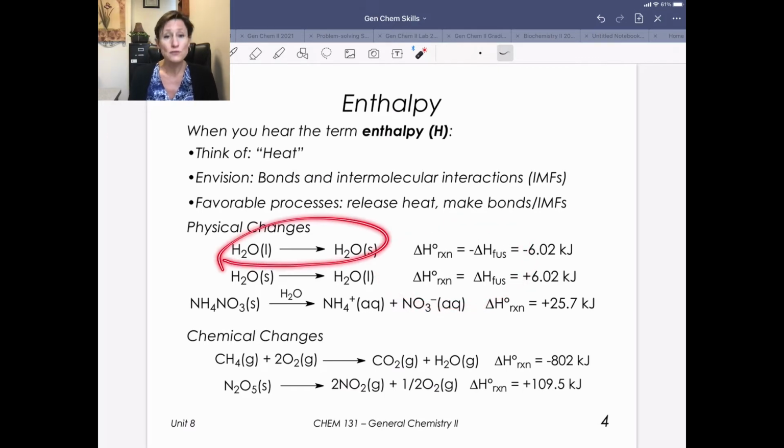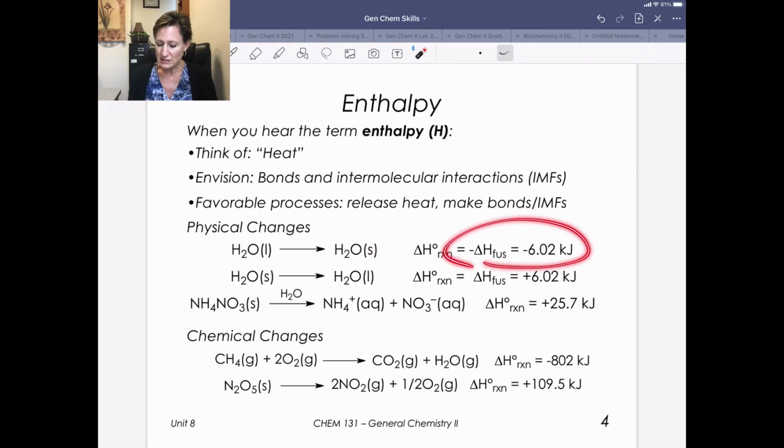So when we have the freezing here, that's actually where delta H of fusion is going to be negative. That's going to be heat that's given off. That's an exothermic process. Whereas if we want to melt ice, that actually requires us to put heat in. So that is going to be a positive delta H. That's an endothermic process.